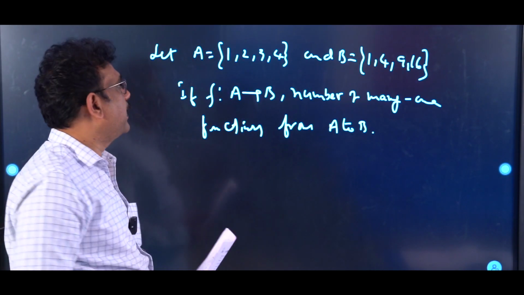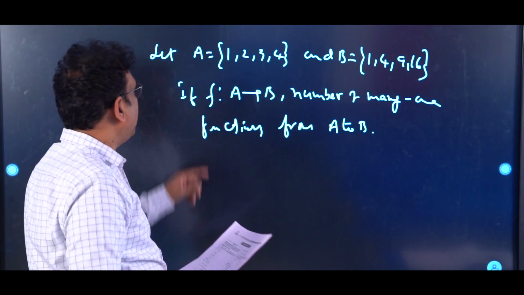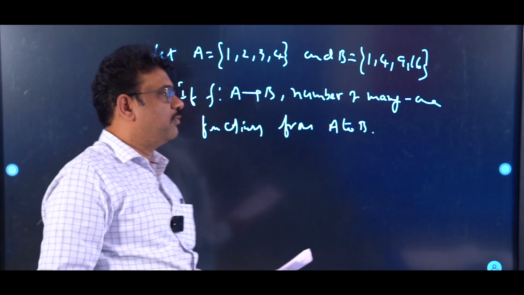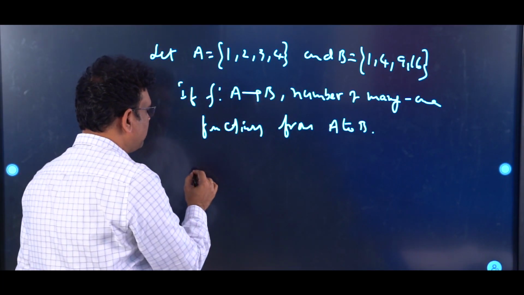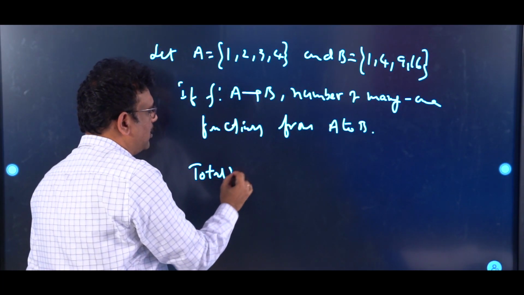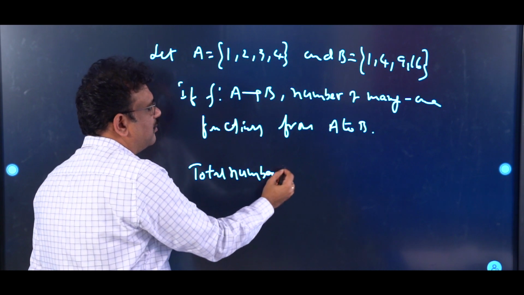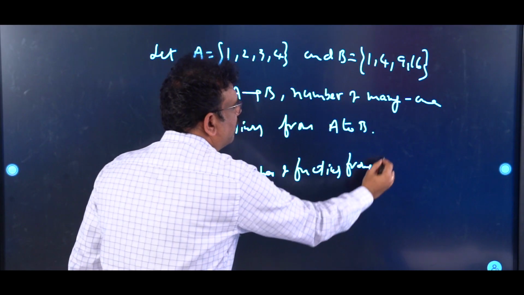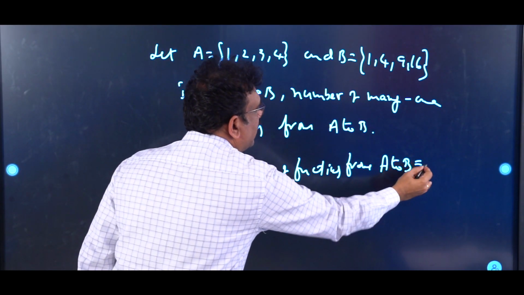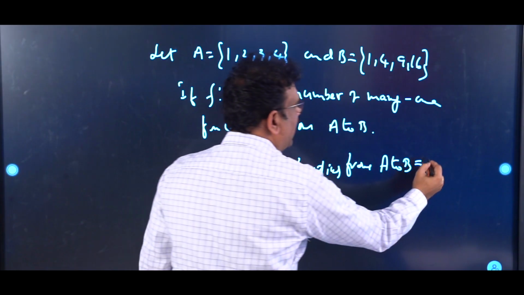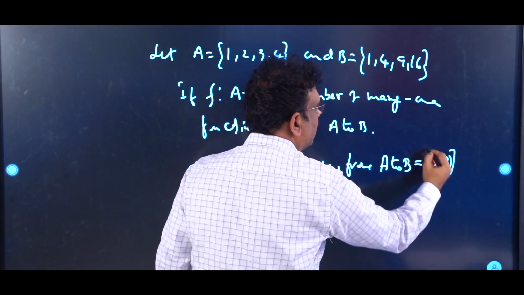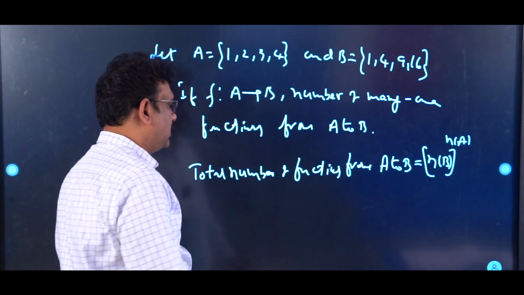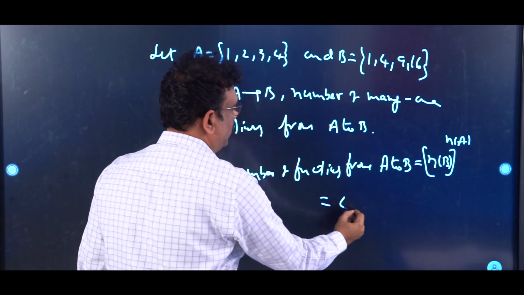So here the number of elements in A is equal to 4, and the number of elements in B is equal to 4. So the total number of functions from A to B is equal to the number of elements in B to the power of the number of elements in A. So that is equal to 4 power 4.